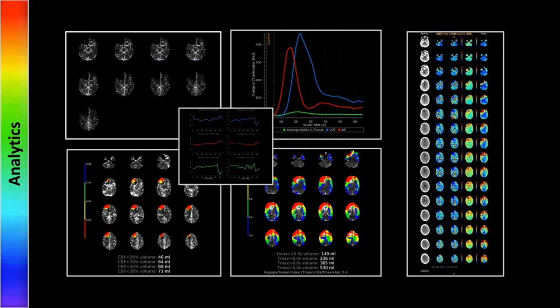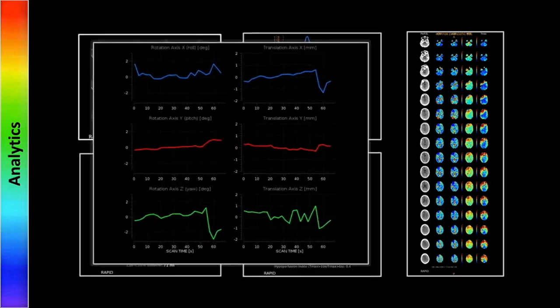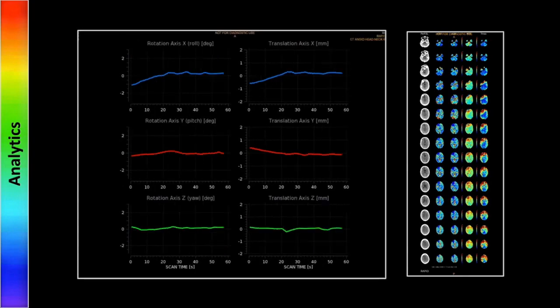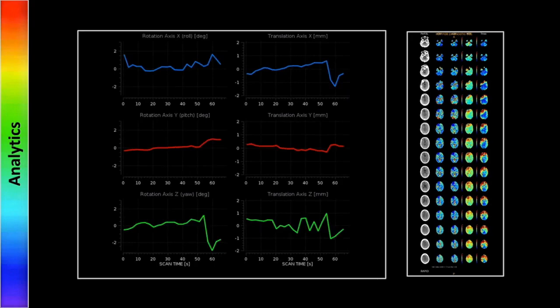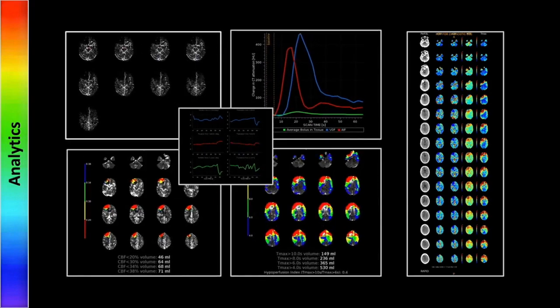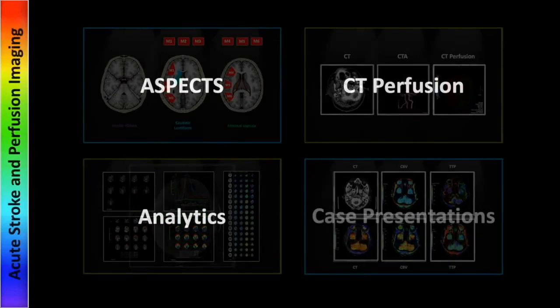But let's look now at the movement along the various axes. It's quite dramatic, and again, here is a normal for comparison. This patient moved quite a bit, and I think that is enough to force you to take all of this data with a grain of salt, and I think pretty confidently write off that left frontal ischemic change as motion artifact.